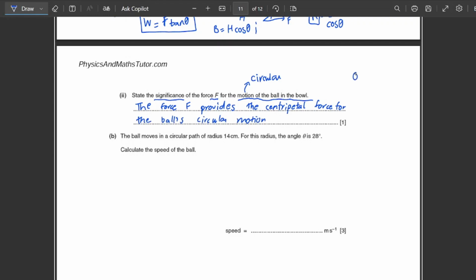And it makes sense, right? Because that's the only unbalanced force in this direction pointing towards the center of the circular path that this ball is covering. And if we didn't have that force, there wouldn't be a force that provides a centripetal force. And without a centripetal force, we would not have a circular motion.